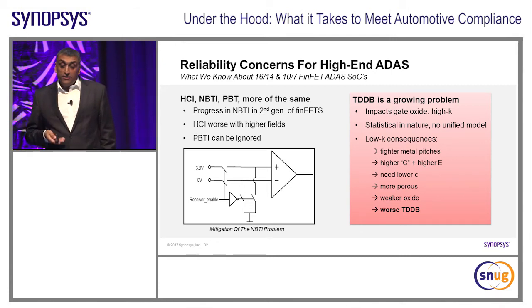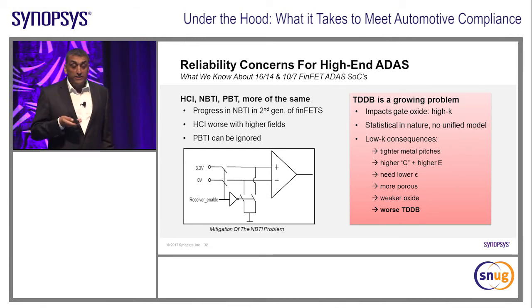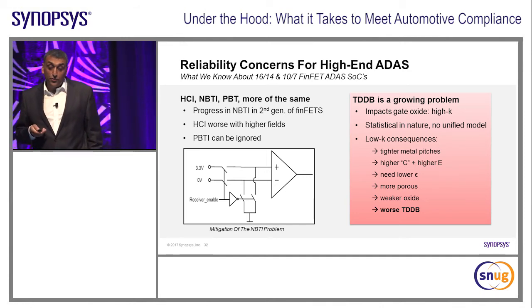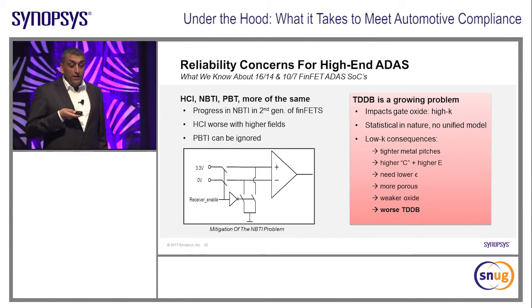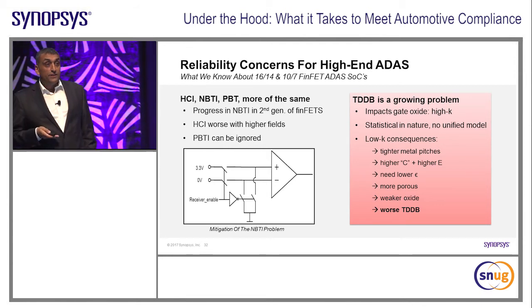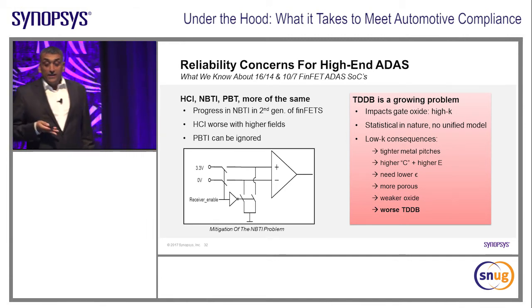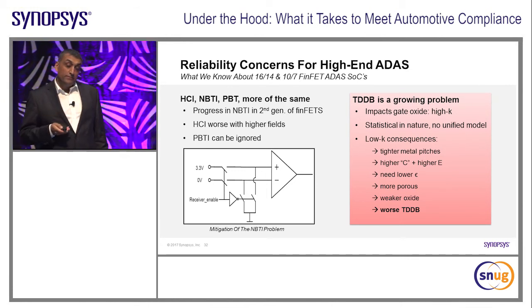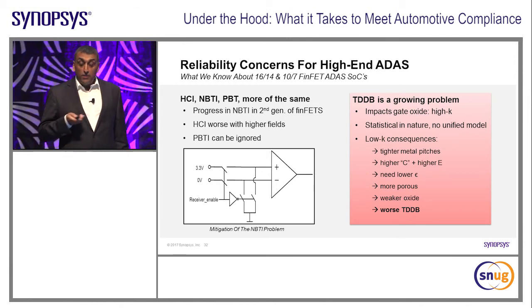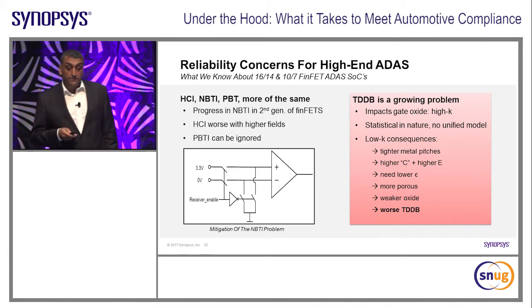The time-dependent dielectric breakdown, so this is related to the gate oxide, especially when you get to the narrow technologies. These are very statistical in nature. There's no unified model. You've got consequences in the dielectric. You have situations related to the metal pitch, the higher capacitance, the higher electric field, the lower permittivity. The oxide is weaker. It's more porous. So you really have to figure out a technique to make sure that you protect the biasing of your devices so you don't get into this aging effect related to the gate oxide and the device failing.